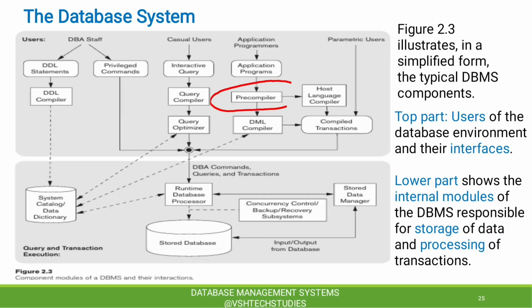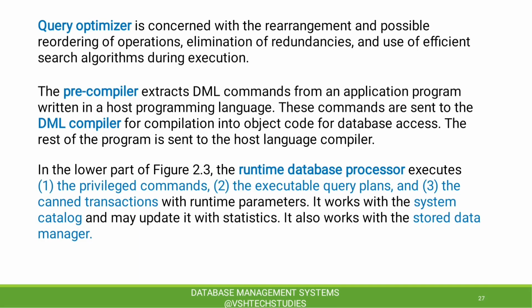In the figure we can see the pre-compiler. The application programmer will have entered the application program, say written in Java. In that, SQL queries are embedded. This pre-compiler will extract those SQL queries and send them to the DML compiler, and the remaining Java program part it will send to the host language compiler. It will compile the Java part, and the DML compiler will compile the SQL part. So that is all about the upper part.